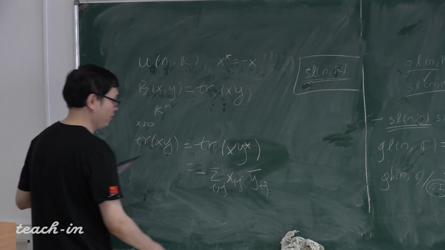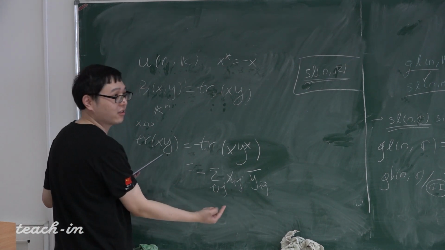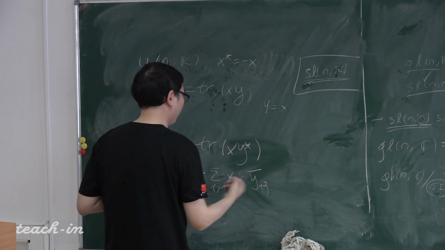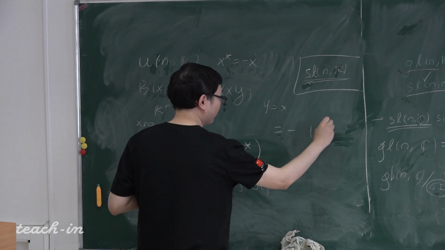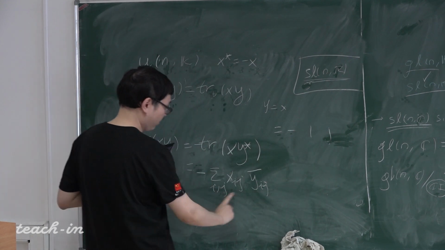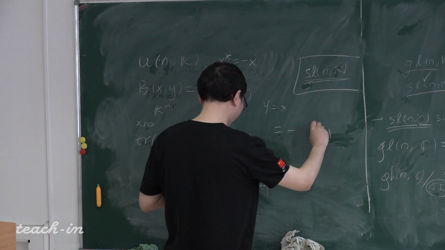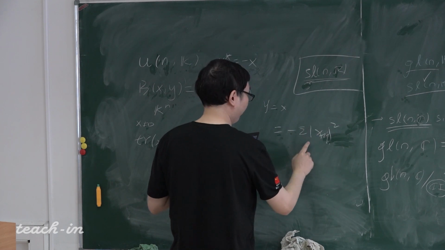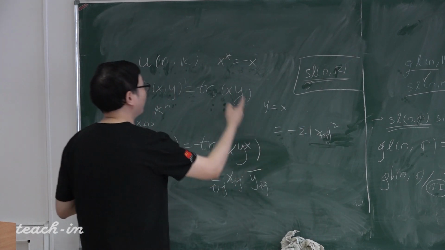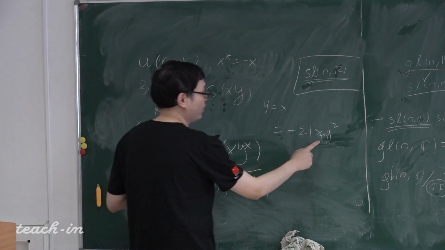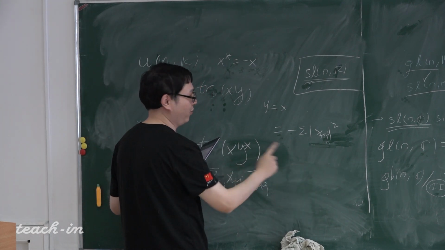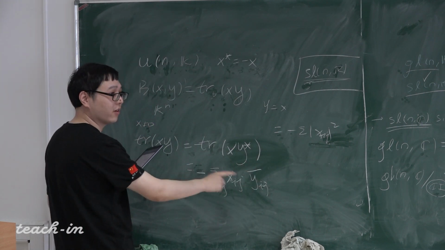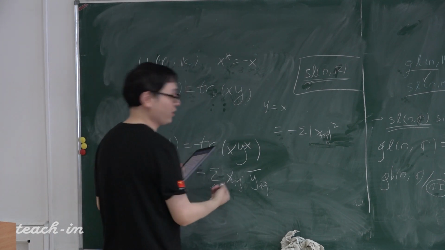Okay, and we just choose y to be x itself. When we choose y equal to x, these things will be minus the norm of some number, the norm of the ijth element. And since x is not 0, this whole thing will be not 0, it will be negative. So this means this form is negative definite. So this is non-degenerate.